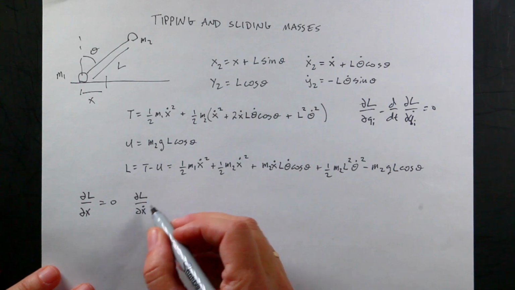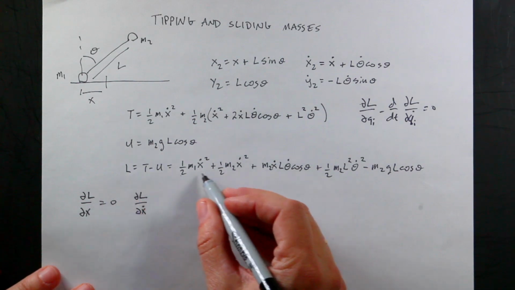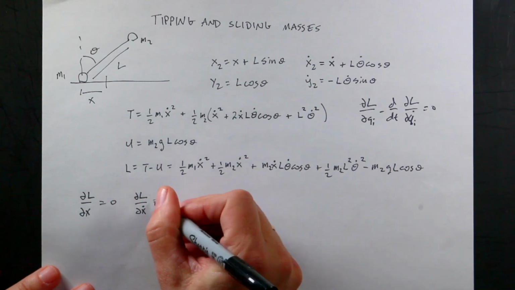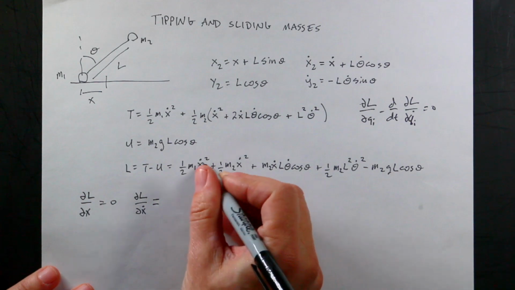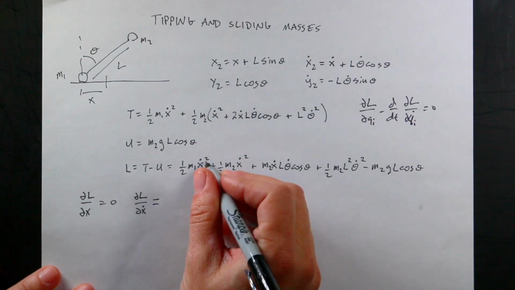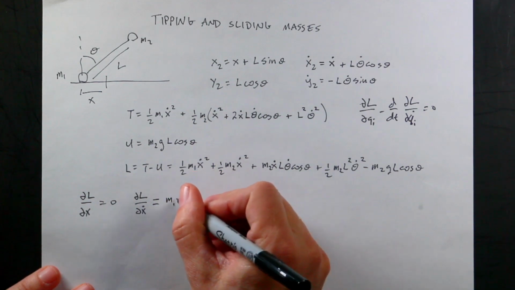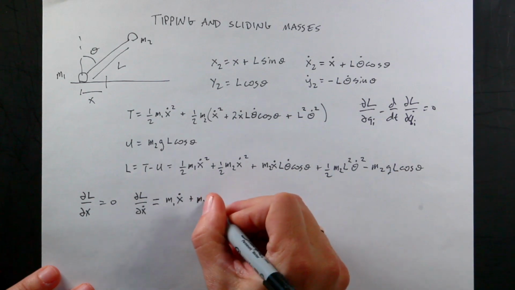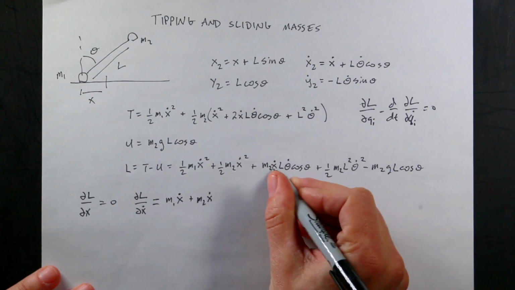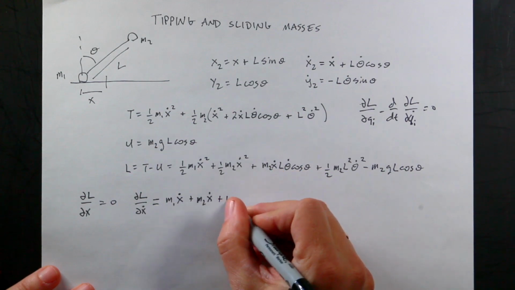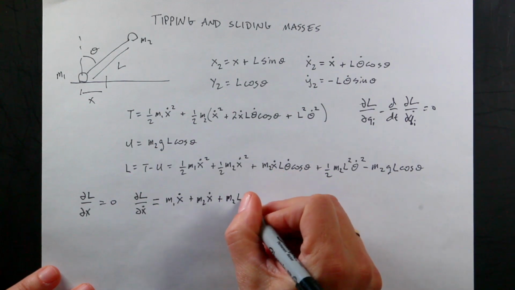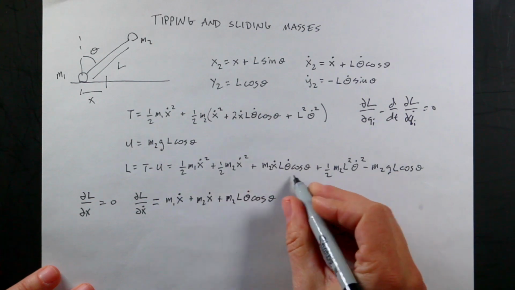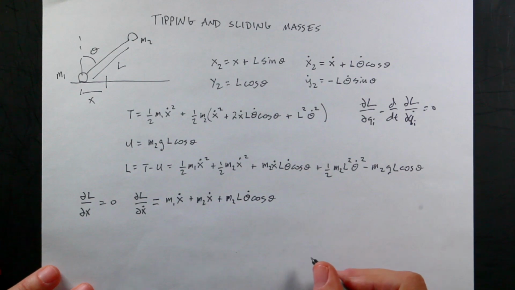Okay, partial of L with respect to x dot. So I'm looking for all the terms with x dots, so there's that one right there. I'm taking the partial derivative. So for the partial derivative, I just don't worry about the derivative of x dot, but then I get m1 x dot plus m2 x dot. Here's another one. I can just take the derivative of that. I get plus m2 L theta dot cosine theta. And there's no other x dots.